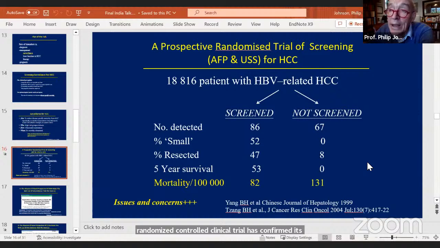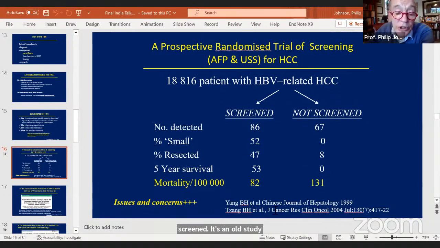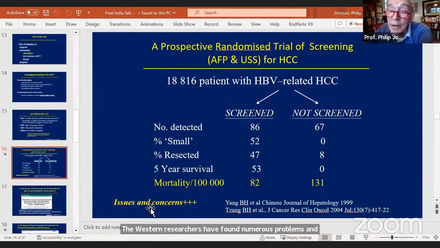There has been a randomized trial a long time ago in China. They looked at the results in 18,000 patients, half of whom were screened, half of whom were not screened. And the mortality, you can see, was 82 in the screened patients and 131 in those who weren't screened. It's an old study. The Western researchers have found numerous problems and issues with this study.